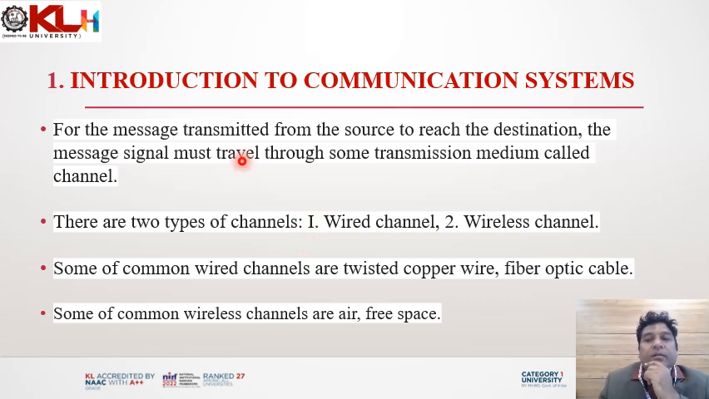Now between the source and the destination, for the message to be transmitted, there should be some kind of transmission medium that is called a channel. There are two types of channels. One is the wired channel, the other is a wireless channel. Common wired channels are twisted copper pair, which is used in the landline telephones, and also fiber optic, which is used in fiber optic networks. The wireless channels are simply air and free space.